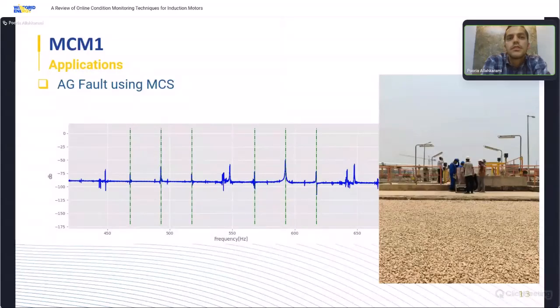These frequencies depend on the motor type and condition and vary from motor to motor. In this case study, the current sampling using the MCM1 device successfully diagnosed the air gap eccentricity fault in the tested motor shown here. There are two sets of characteristic frequencies here. Let me enable the laser.